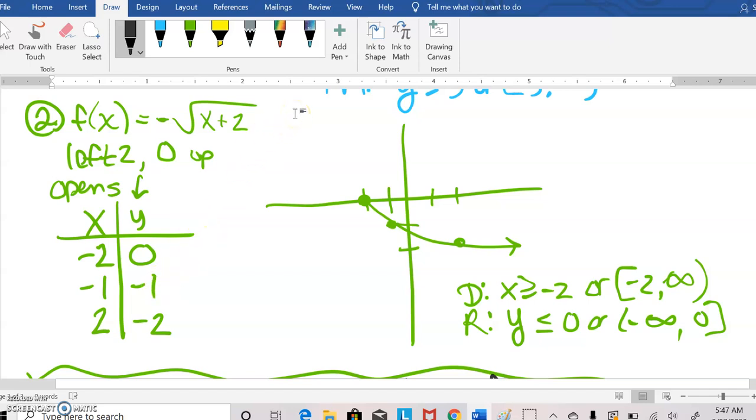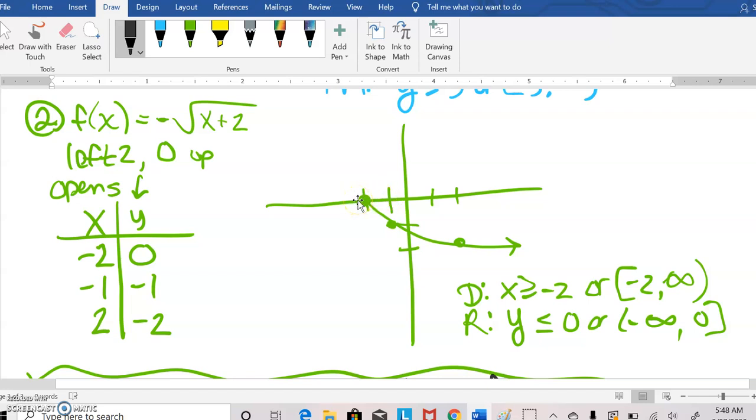Now I want to substitute in my next perfect square, which is 4. I want to substitute in an x value that will give me 4 underneath. So that x value is 2. When I substitute in an x of 2, I get the square root of 4, which is 2, negated, which is negative 2.